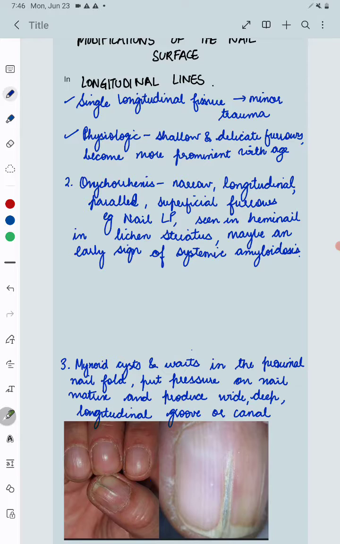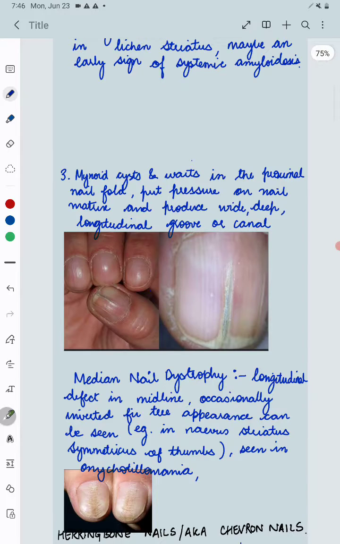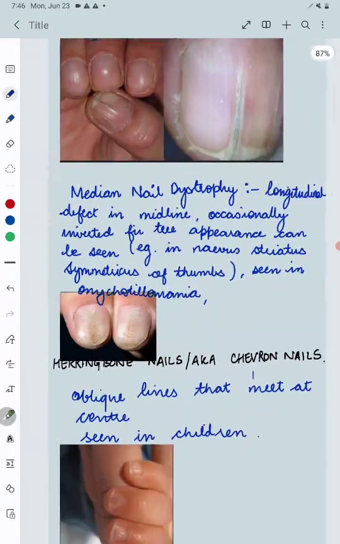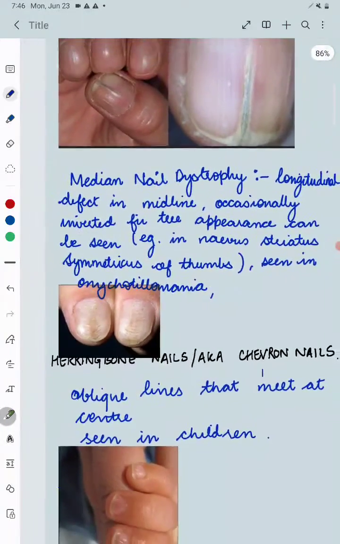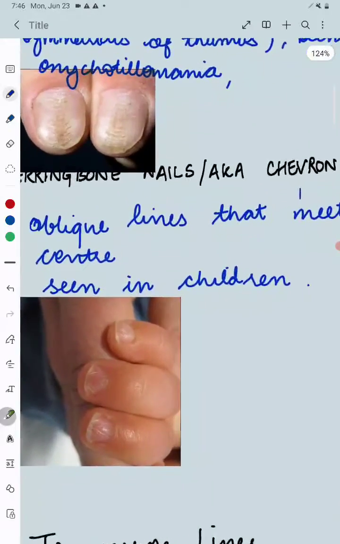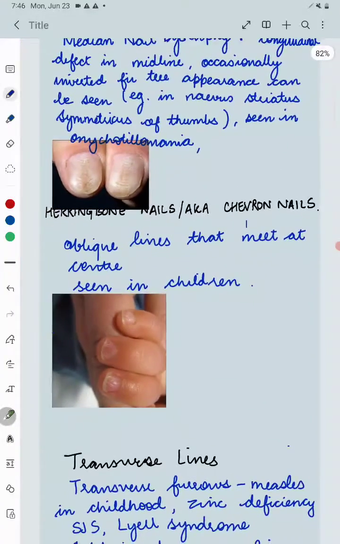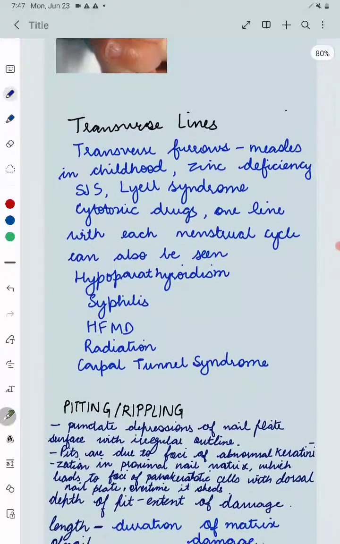Onychorrhexis is superficial parallel lines, if you see. Then proximal nail fold can have myxoid cyst and warts. Median nail dystrophy looks like this. It is seen in nevus striatus and also in onychotillomania. There is something called chevron nails. Chevron nails look like this. This is seen in children and it is physiological.